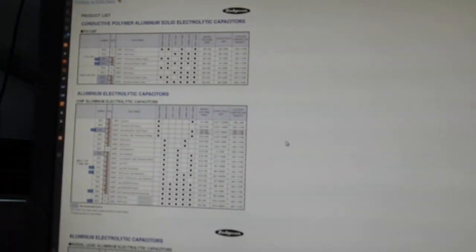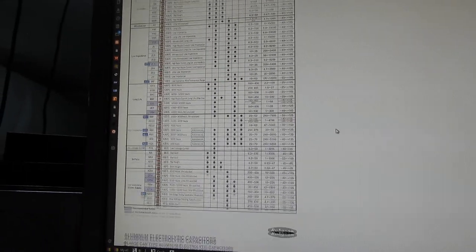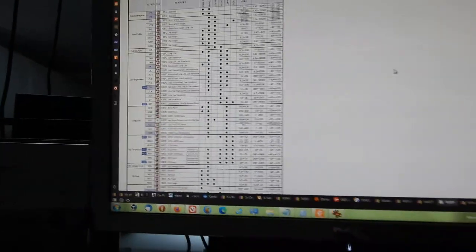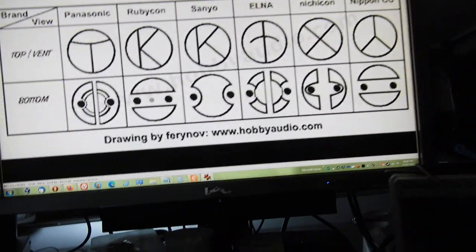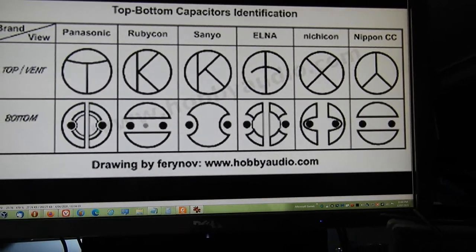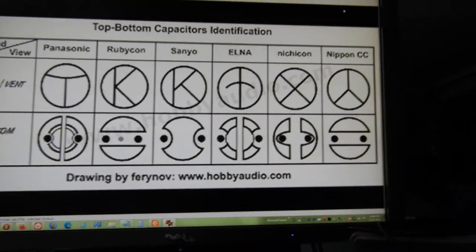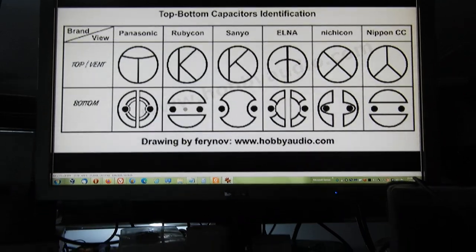Here I have a Rubycon thing from the website. There's many different types. The ones that I'm interested in are low impedance ones, low ESR, equivalent series resistance. And these are the only ones I buy. It doesn't really matter to me what brand they are, but they have to be from one of those six. If you get one of those, Panasonic, Rubycon, Sanyo, Nichicon, and Nippon Chemi-Con, they'll all be good. And it doesn't have to even be that brand.